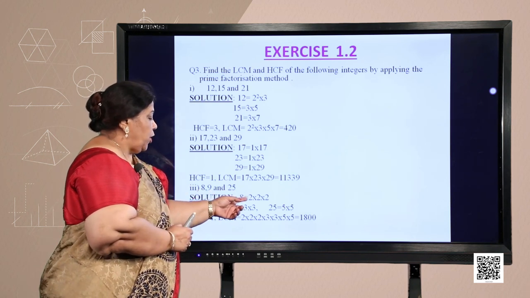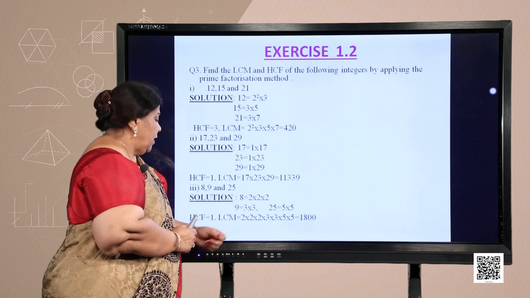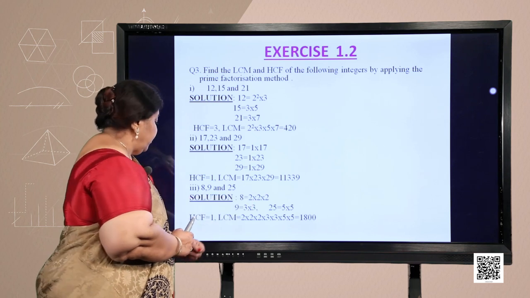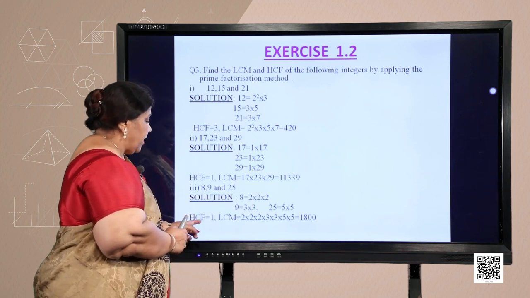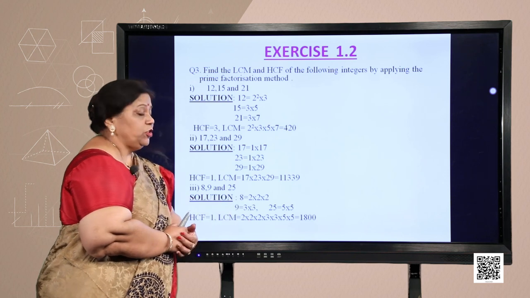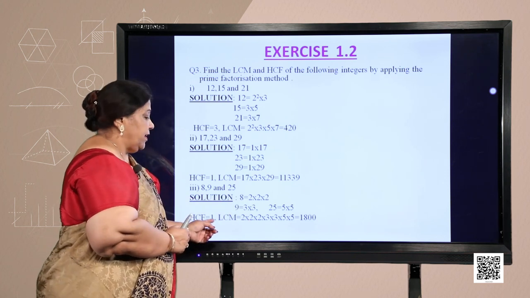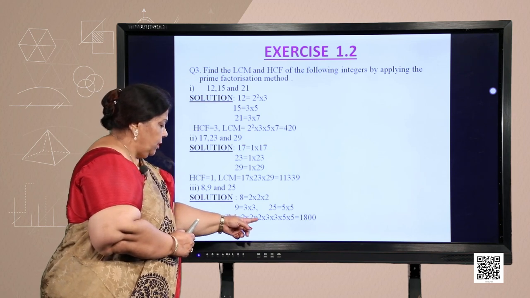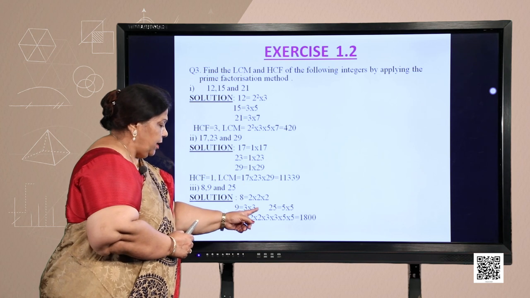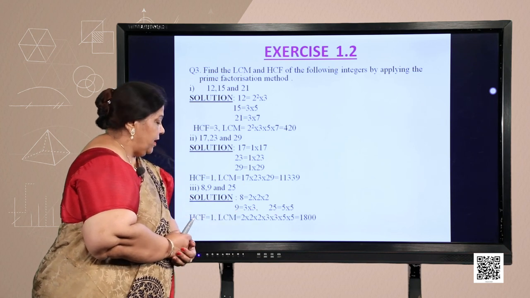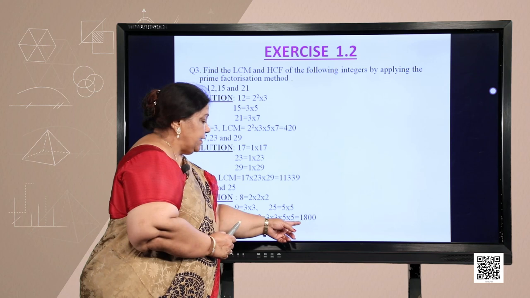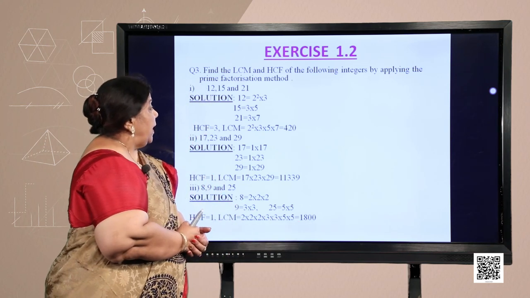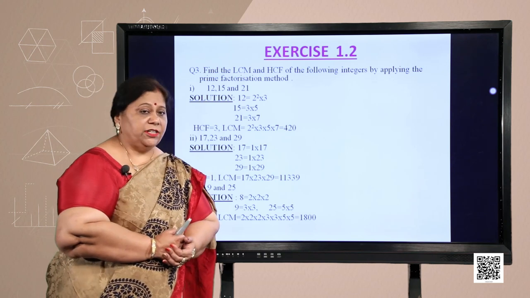In the third one, we have 8, 9 and 25 as the numbers. 8 can be written as product of 2 into 2 into 2 and 9 as 3 into 3. 25 as 5 into 5. So, the highest common factor obviously is 1, because there is no number which is common. And LCM is 2 into 2 into 2 into 3 into 3 into 5 into 5 and the product comes out as 1800. So, it was simple to calculate the LCM and HCF using prime factorization method.